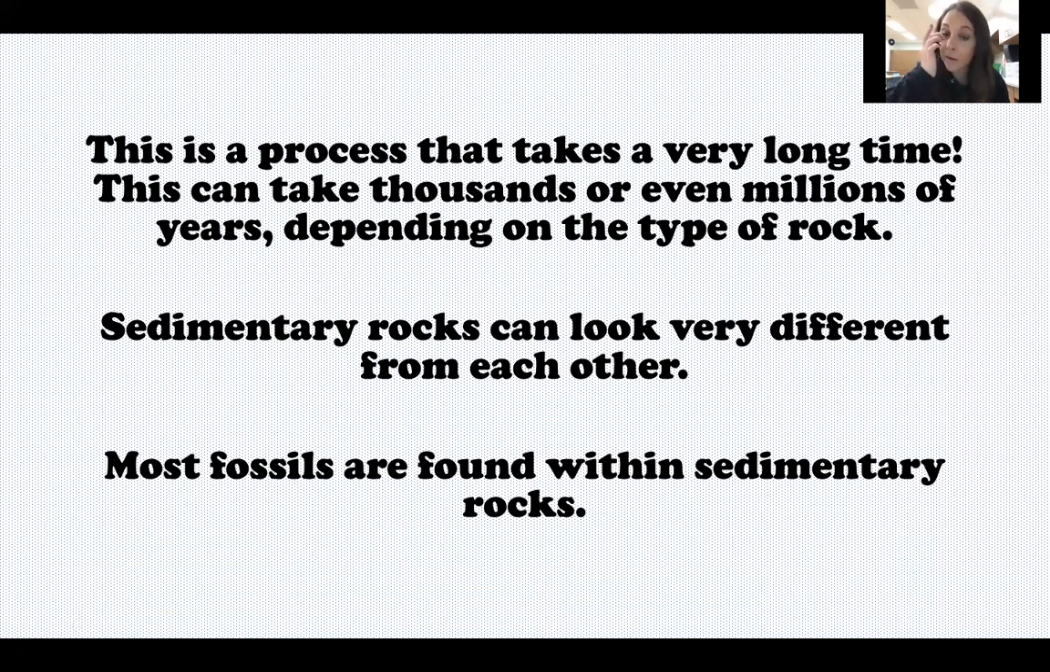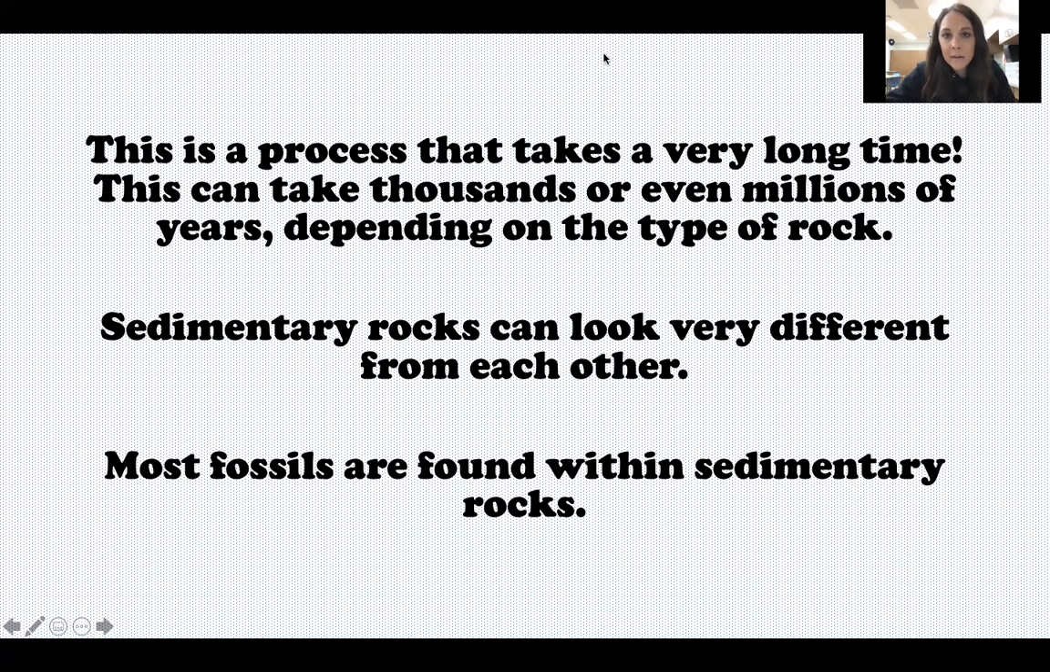back and think about what you learned about fossils last week, it makes sense, right? You have layers of sediment, maybe an animal, leaves a trace or a track in the sediment. It gets covered up by more layers of sediment and compacted and cemented, and that trace is going to be preserved. So that's why most fossils are found within sedimentary rocks.